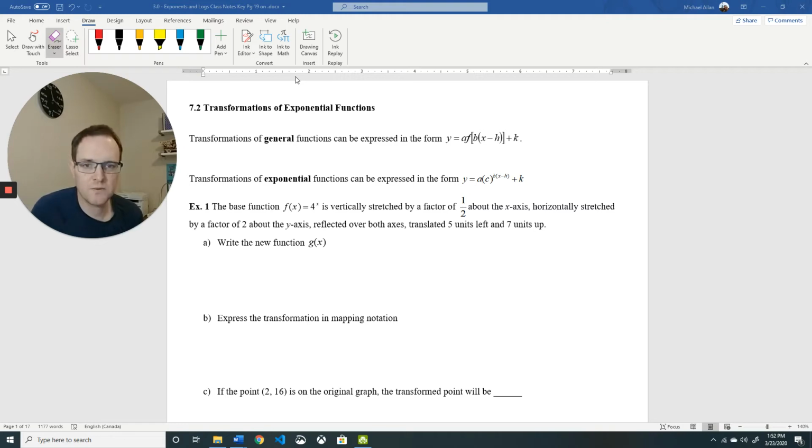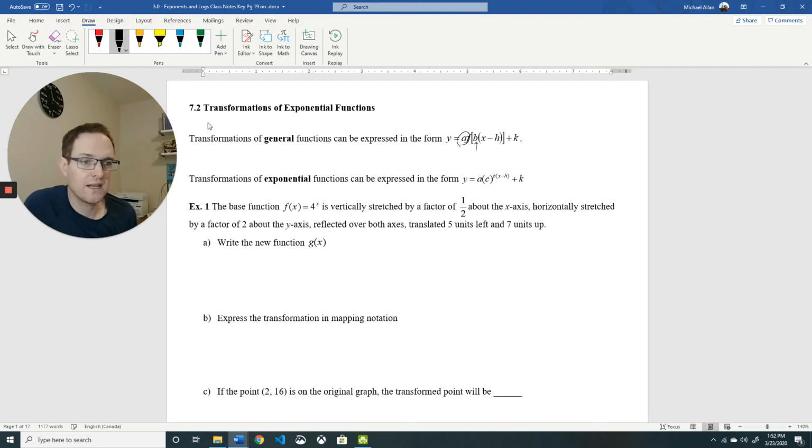Math 30-1, we're going to do some transformations of exponential functions today. I just have to remember a few different things about transformations. If you've forgotten them already, hopefully you haven't. Remember that the a value here does your vertical transformations, such as a stretch about the x-axis, and a reflection about the x-axis.